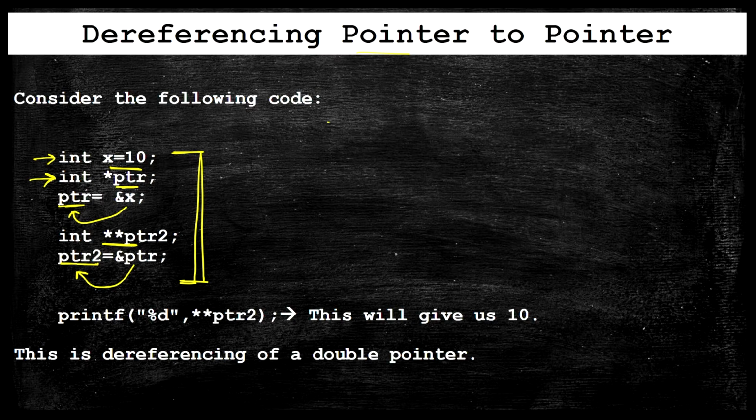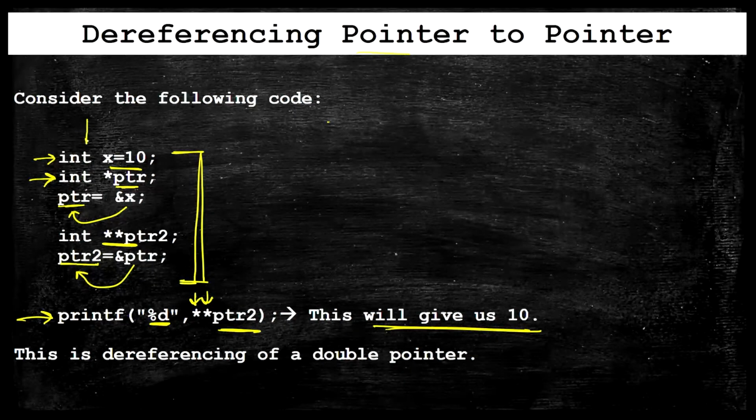See a thing. printf %d star star ptr2. This will give us 10. It is written. Now let's see how it is giving us 10.